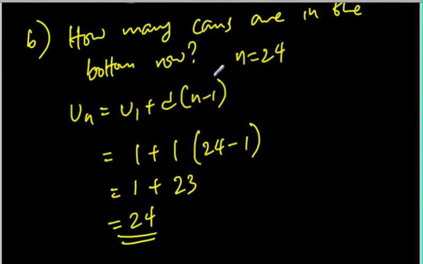That makes sense, because when the row was 1, we had 1. If the row was 2, we had 2. So if we're on the 24th row, we should have 24 cans in that bottom row. So that's the example so far.